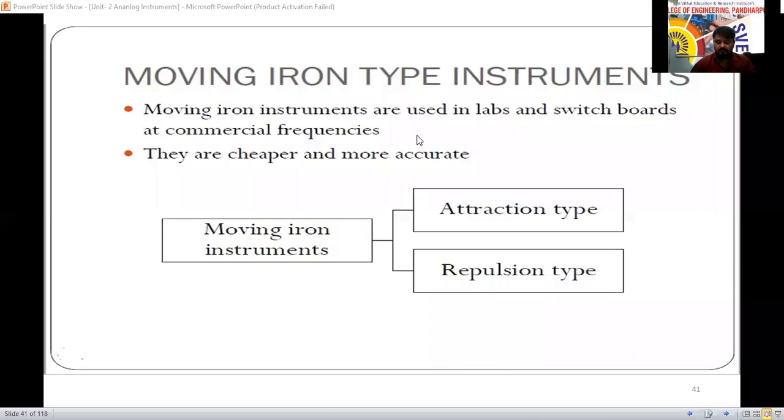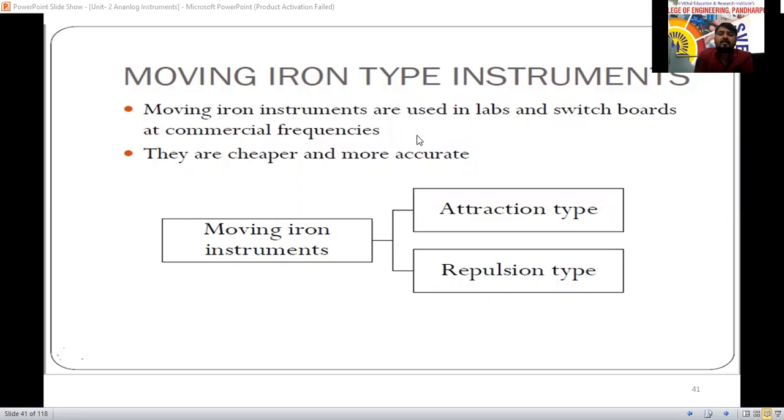The operation of the moving iron instrument and the PMMC is a little different. This type of moving iron instrument is used in switchboards. I think you have visited substations, where small meters are mounted on the wall or on boards. There they use voltmeters and ammeters for voltage and current.